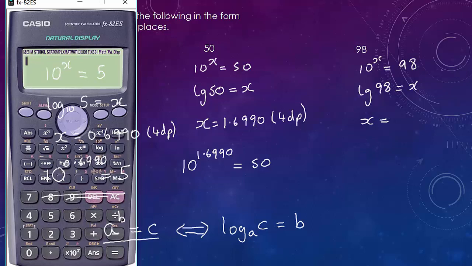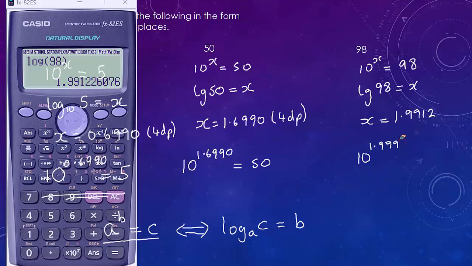Oops, I'll just do it again then. Log 98. And that gives me 1.9912. So 1.9912. And therefore we can say 10 to the power 1.9912 is equal to 98.